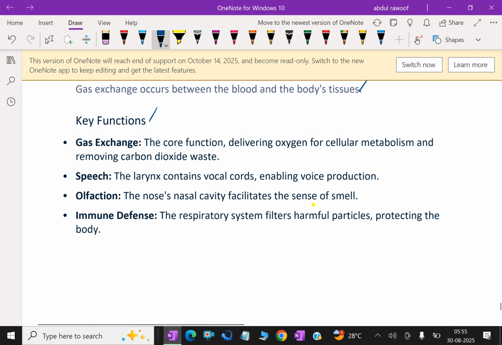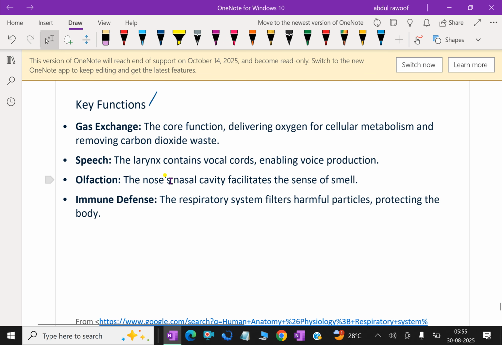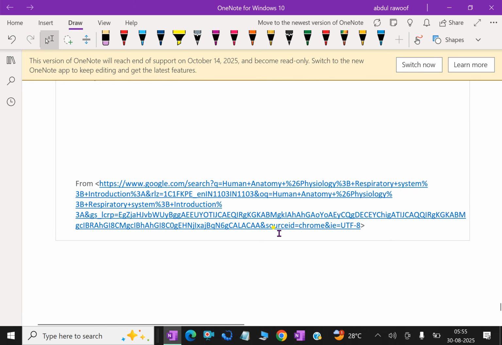Some key functions. What are the key functions of respiration? First, gas exchange. The core function, delivering oxygen for cellular metabolism and removing carbon dioxide waste. Speech, the larynx contains vocal cords enabling voice production. Olfaction, the nose's nasal cavity facilitates the sense of smell. Immune defense, the respiratory system filters harmful particles, protecting the body.